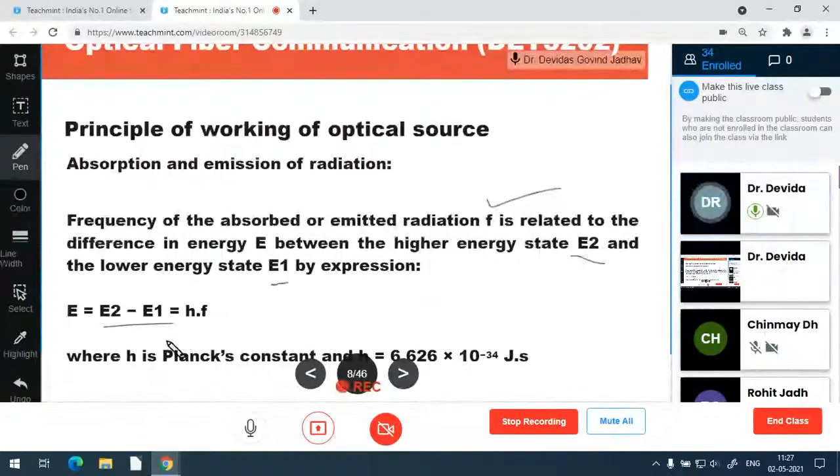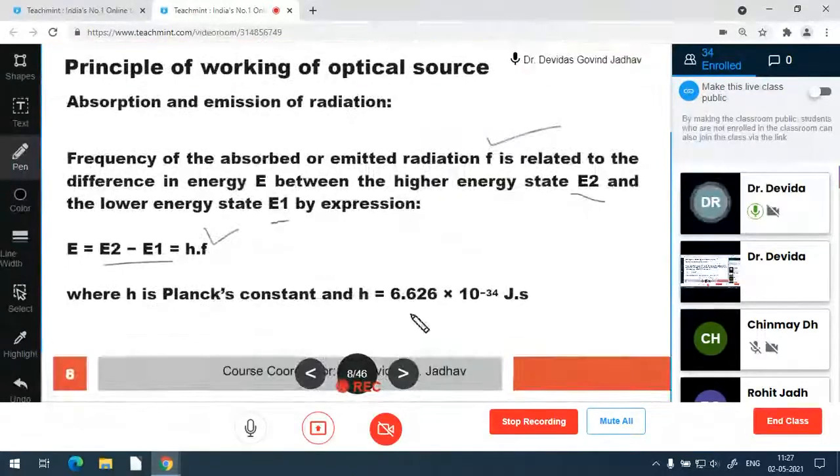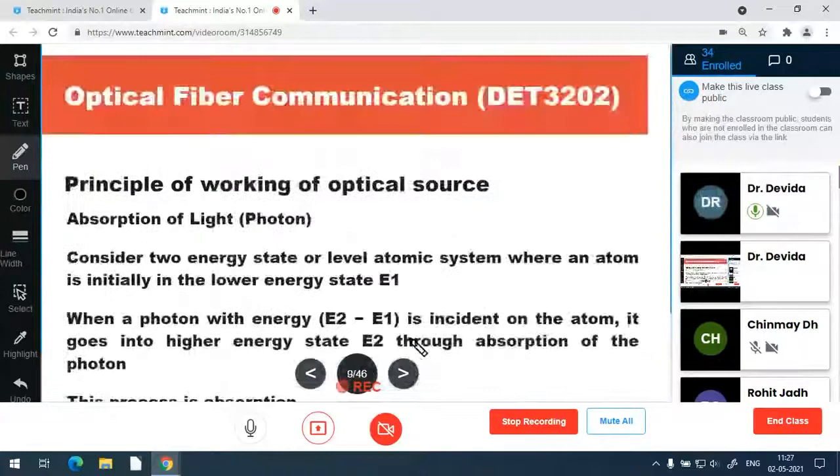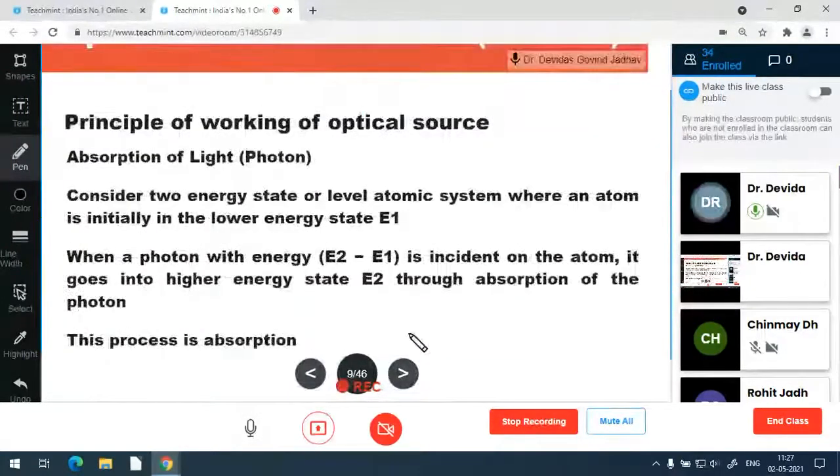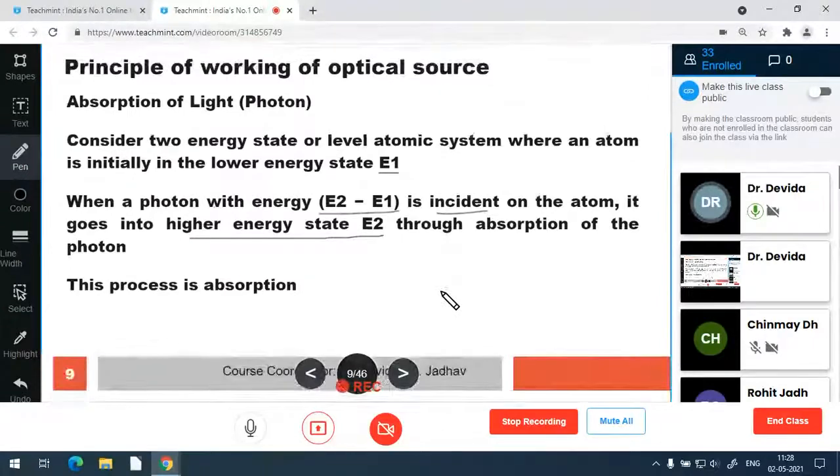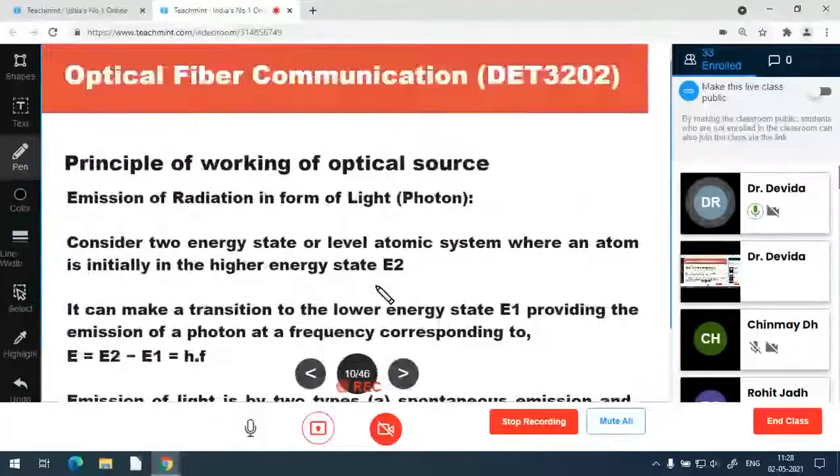EC minus EV, or E2 minus E1, equals hf. Here h is Planck's constant, 6.626 × 10 raised to minus 34 joule-seconds. Then the absorption of the photon: when the two-energy-state atomic system is at the lower energy state E1, and a photon of energy E2 minus E1 is incident upon it, the atom goes into the higher energy state. This is called absorption of the photon.